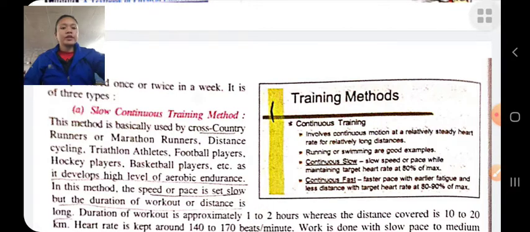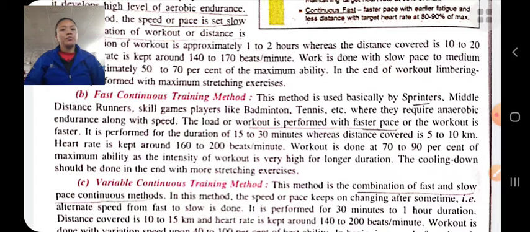Next is variable continuous training methods. Variable continuous training is a combination of slow and fast continuous training methods. In this type of training method, the speed keeps on changing. Sometimes our speed is fast and sometimes our speed is slow. We perform the activity for 30 minutes to 1 hour. Our distance is 10 to 15 kilometers and our heart rate is kept around 140 to 200 beats per minute. This method develops aerobic and anaerobic endurance, and is useful in almost all games and sports.